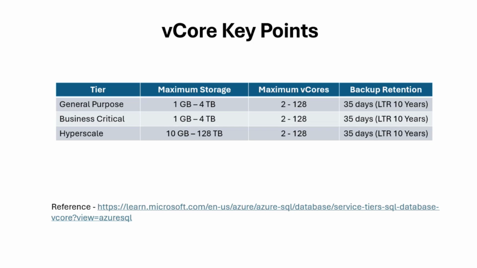And the third one is hyperscale. Hyperscale allows minimum storage of 10 GB to a maximum of 128 TB. Maximum vCores: minimum is 2 and maximum is 128 vCores. And this allows backup retention up to 35 days. And again, you have an option to store until like 10 years, which is called long-term retention.